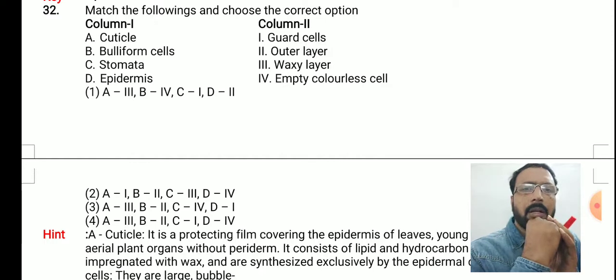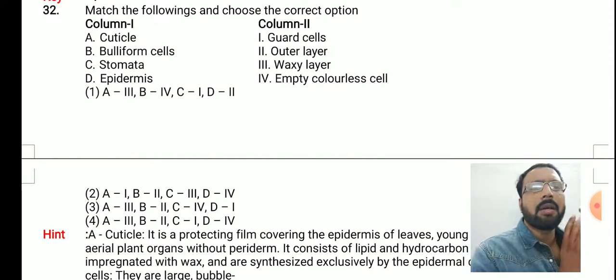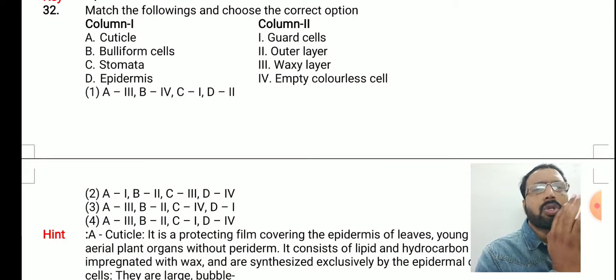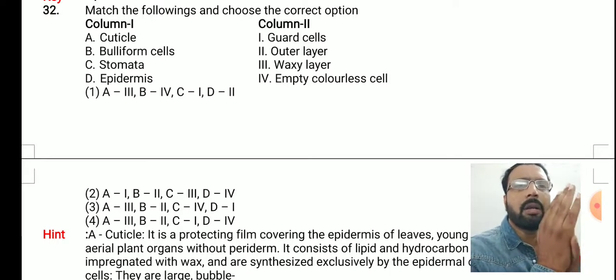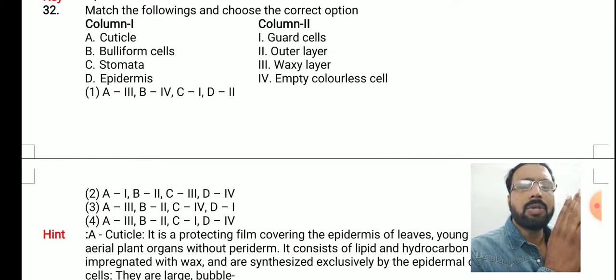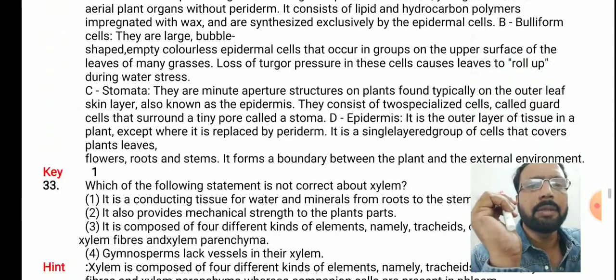Next, the bulliform cells are present in the outer layer, only there. Stomata are present in guard cells, C1. So A3, B2, C1, D4. The answer is the fourth option.